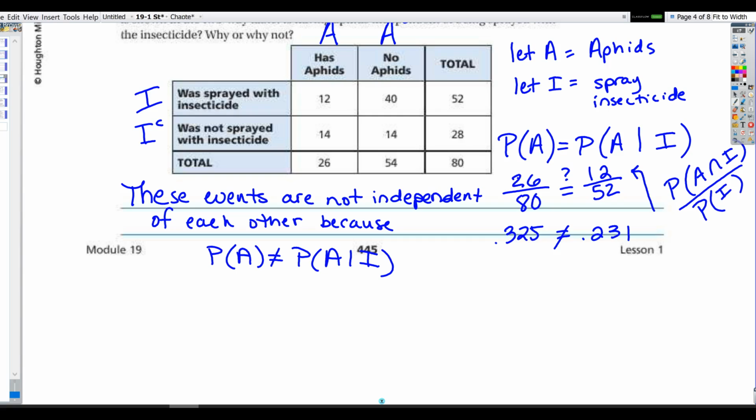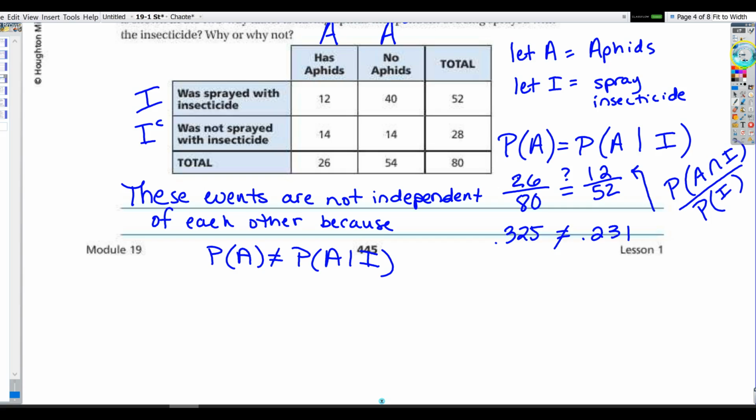So it's similar to our replacing or not replacing. When we don't replace the marble, the next event's probability changes. It's a different scenario because we didn't put that marble back. So knowing that one thing has happened changes what happens next. Knowing that the insecticide has been sprayed, the probability for aphids goes down. That means they're not independent. Remember, equality, which we don't have here, implies independence. Equality just means you have independence.